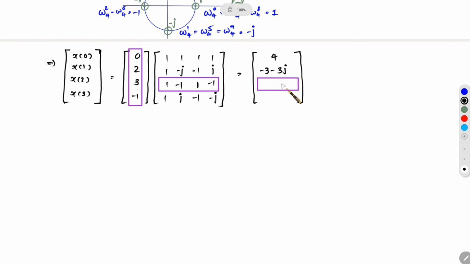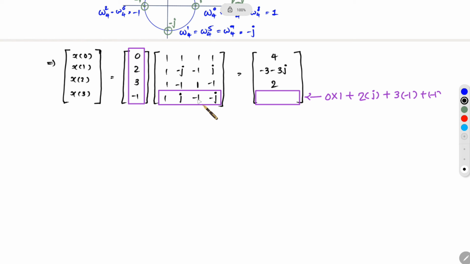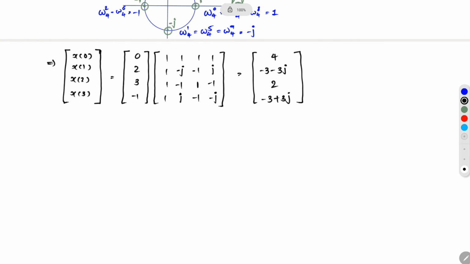Then third element, that will be this column into third row. So that will be 0 into 1 plus 2 into minus 1 plus 3 into 1 plus minus 1 into minus 1. That will be effectively 2. Then fourth element, that is this column into fourth row. So that will be 0 into 1 plus 2 into j plus 3 into minus 1 plus minus 1 into minus j. That will be effectively minus 3 plus 3j. Right. So that is how we have identified 4 points of DFT.